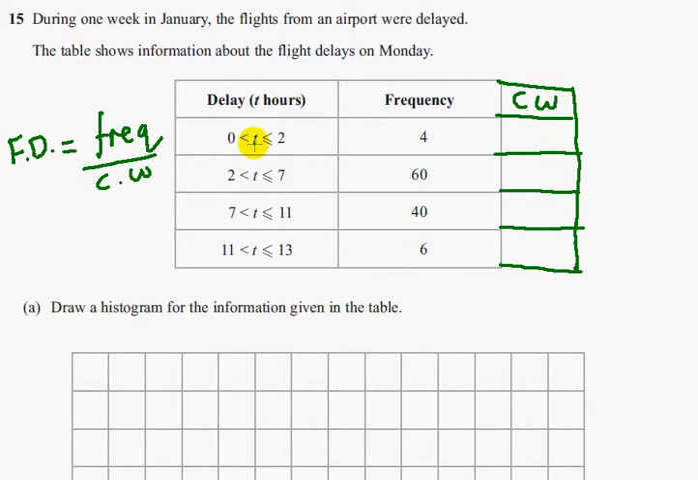So the class width here is 2 take away 0, the gap is 2. The class width for this one is going to be 7 take away 2, which is 5. 11 take away 7 is 4. And 13 take away 11 is 2. Okay? Now, the frequency density, I'm going to work out here.